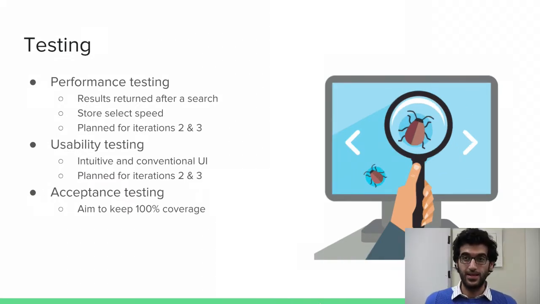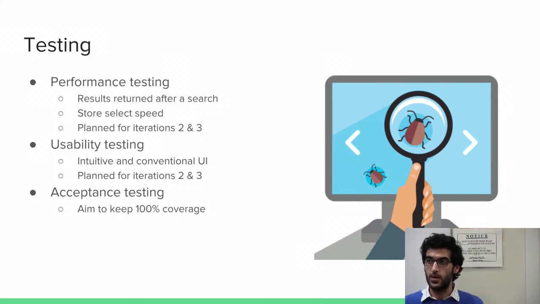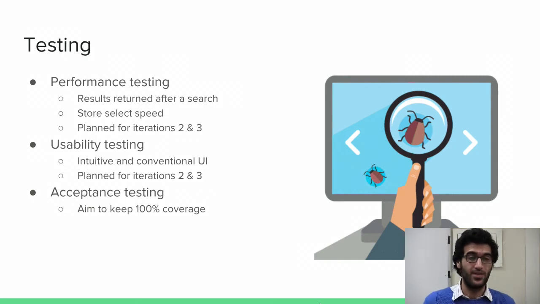We also have usability testing, just to ensure that the UI is intuitive and easy enough for an average user to pick up and use, especially on the fly when they're in a grocery store. We also have acceptance testing. We already started on that, and we plan to keep the coverage at 100%.